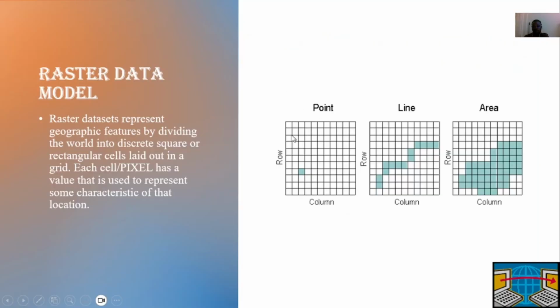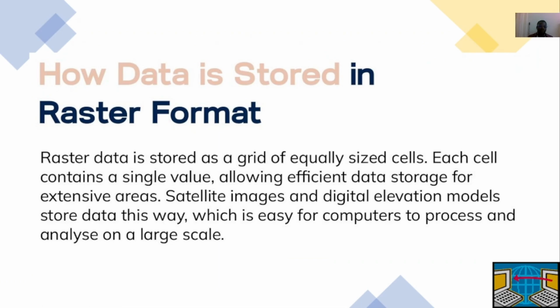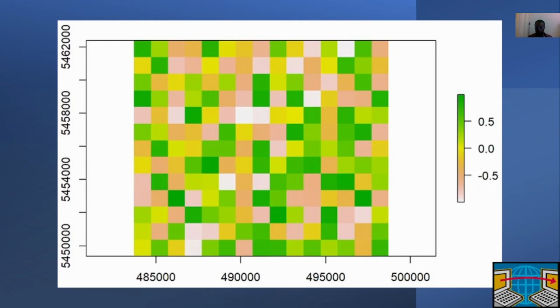Just look at this example. You see that it is rows and columns, and each row is made up of smaller boxes. Behind those smaller boxes are the numbers I'm talking about. Once they are joined together, it automatically becomes a continuous surface. So this is an example of a raster data file format, or raster data.